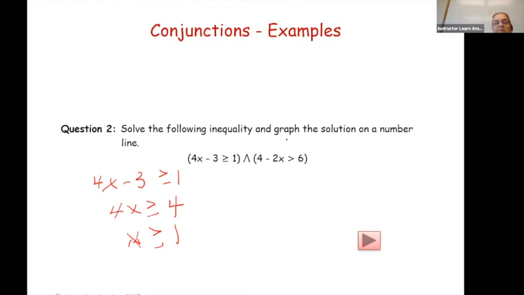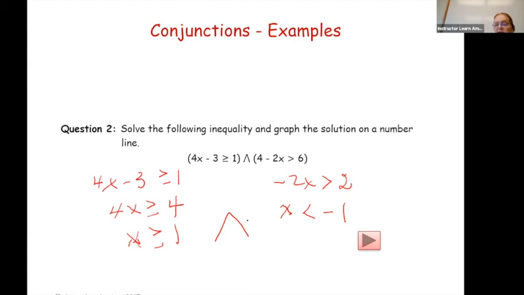This part we have minus 2x is greater than 6 minus 4, which is 2. Dividing both sides by negative 2, we're going to have x is less than negative 1. Okay, I think we've got it there. So we have x is greater than or equal to 1, and x is less than negative 1.